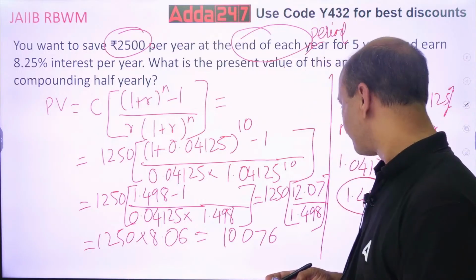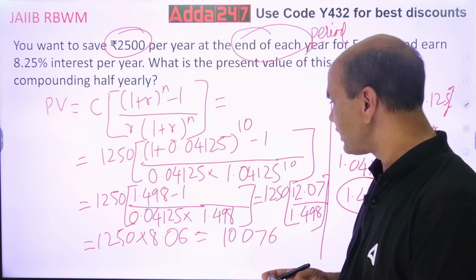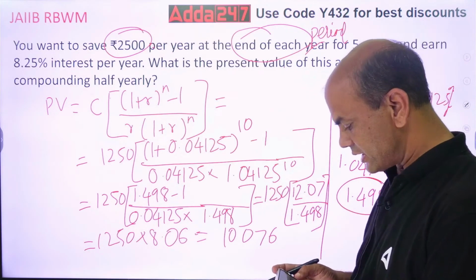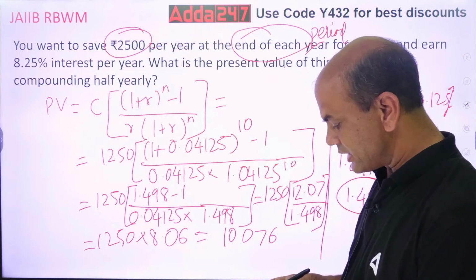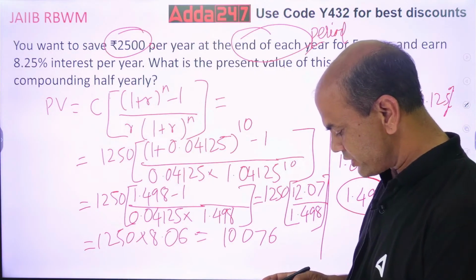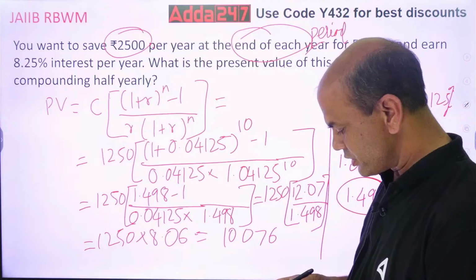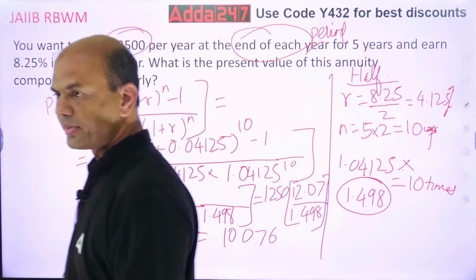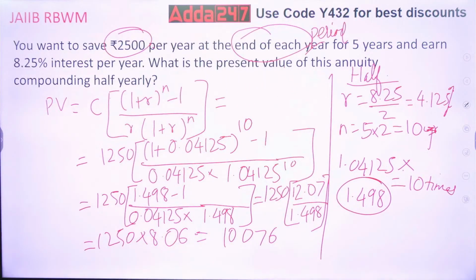Divided by 1.498. What is it? 498, correct? Yeah, 498. So that is equal to 8.061 into 1250. So 10,000 something, right? 10,000 something you are getting. Correct. This is the answer. Are you getting this, everyone? 10,000 something 76. Now, some of you might think now that, sir, give me a simple logic.